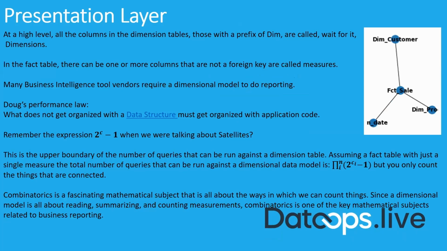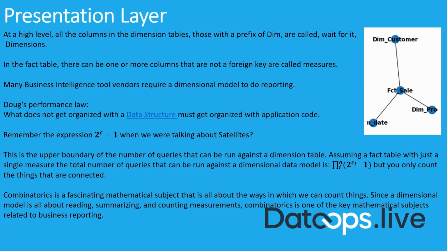Now, the presentation layer, for a lot of tools, they're expecting data to be in a dimensional data model. The reason for this is that a dimensional data model is in reality a combinatorial approach to being able to answer questions. Combinatorics is a really cool mathematical area, but essentially it boils down to this: it's a way of figuring out different ways of counting things.